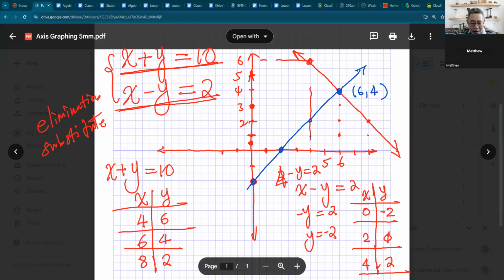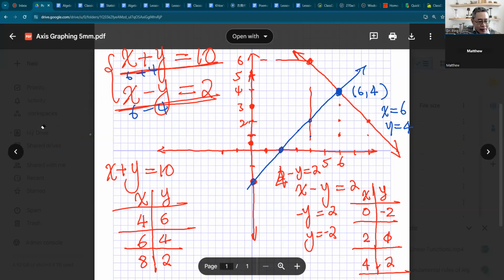Well, that means at this point x equals 6, y equals 4. Let's plug in. 6 plus 4 is 10. 6 minus 4 is 2. So this is a solution of this system of equations. Can you do that for every one? Yeah, I like that way a lot more than all the others.